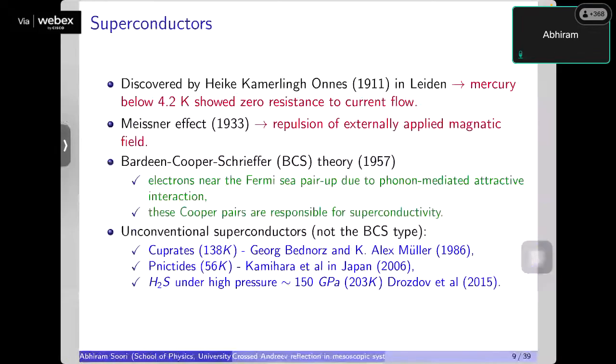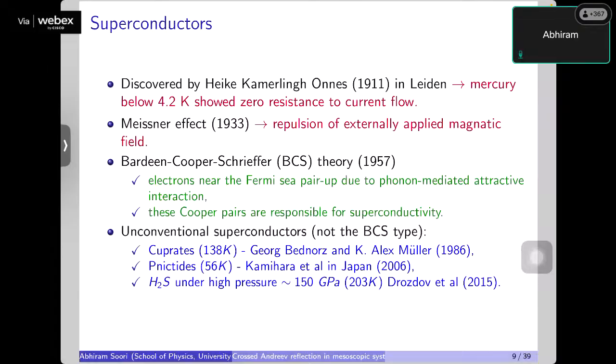Okay, so superconductors. It was discovered in 1911 when mercury was cooled below 4.2 Kelvin by Kamerlingh Onnes, and it was shown that it shows zero resistance to the current flow. Then the Meissner effect: if you put a magnetic field on a superconductor, it repels the magnetic field. That is called the Meissner effect. These are the key properties of a superconductor.